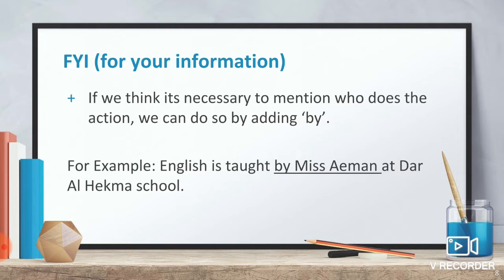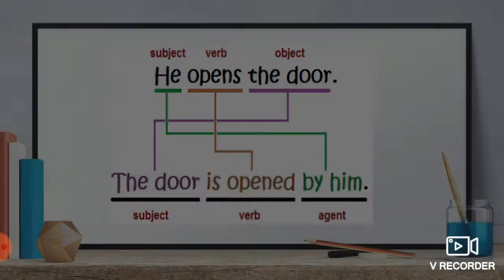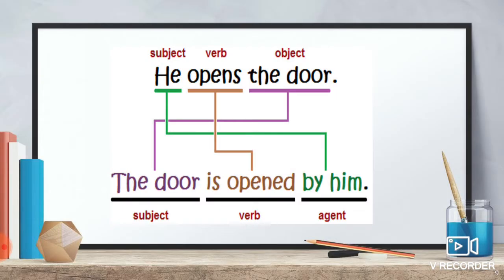So we have, for example, English is taught by Miss Iman at Dar al Hikmah School. So English is the subject, is the form of be, taught, verb 3, by Miss Iman. Okay, so this is the person doing the action. And this is how we actually switch from active to passive.